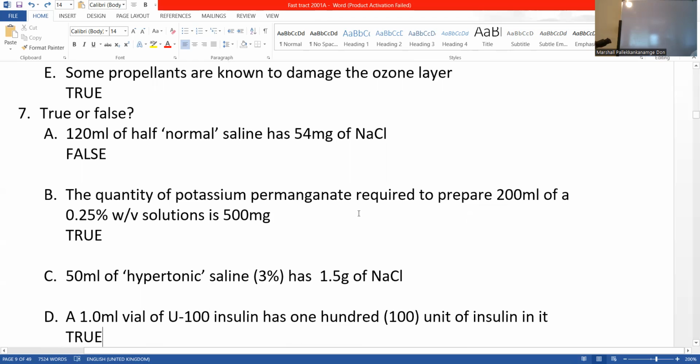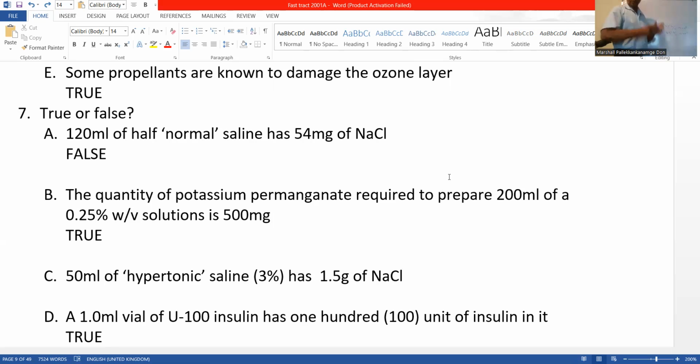Now, true or false? A, 120 ml of half normal saline has 54 milligrams of sodium chloride. Now, what is half normal saline? The normal saline is 0.9% weight by volume sodium chloride solution. Half normal is half of this, 0.45% weight by volume sodium chloride.